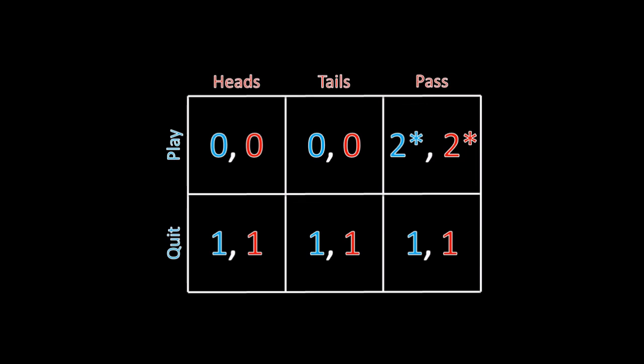But that's not the important piece of information. The important piece of information here is that when no one is informed about the coin flip, we get a payoff of 2 for both players. So this is what we want to compare the next situation to.